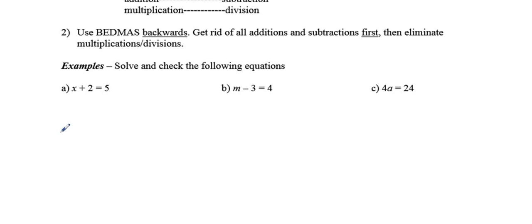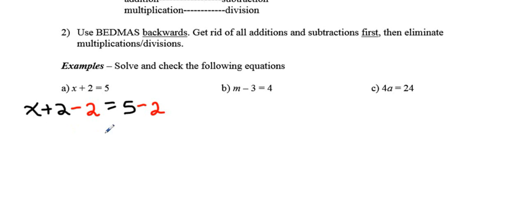let's solve and check the following equations. So we have x plus 2 equals 5. If we want to get x by itself, we have to get rid of that plus 2 on the left-hand side of the equal sign. And so we're going to do that by subtracting 2. So we have x plus 2, and then we're going to subtract 2 on that side. And the idea is that if our equations are balanced, we need to have the subtract 2 on both sides.